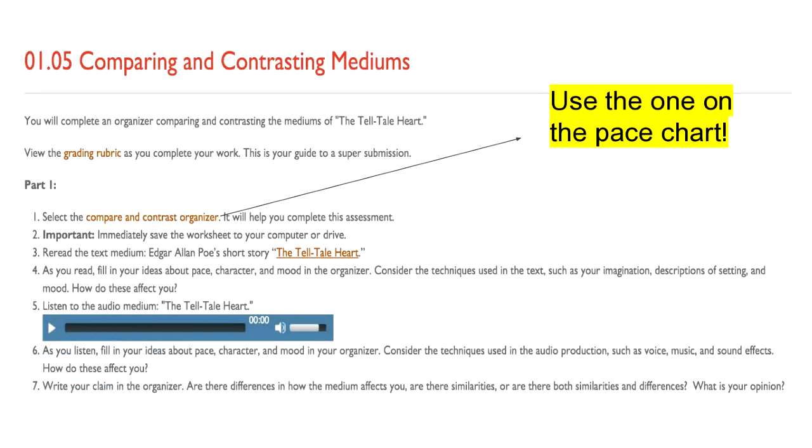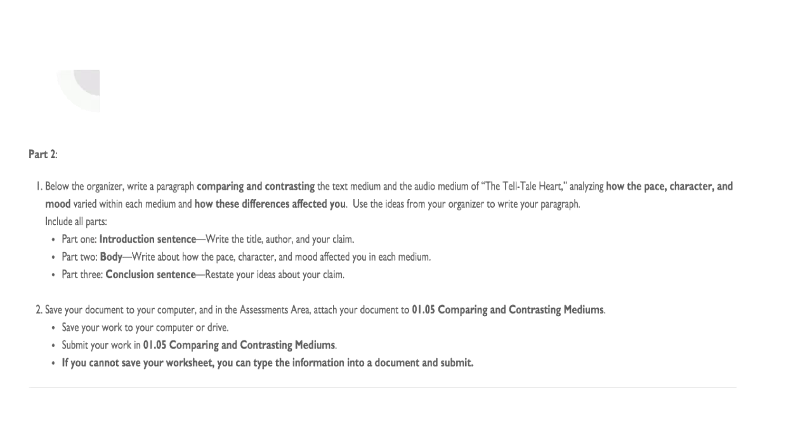Number 7, write your claim in the organizer. Are there differences in how the medium affects you? Are there similarities, or are there both differences and similarities? What is your opinion? So your claim is which one you liked better, and were they similar or different? And that's what you fill out in the graphic organizer. And then we go on to part 2.